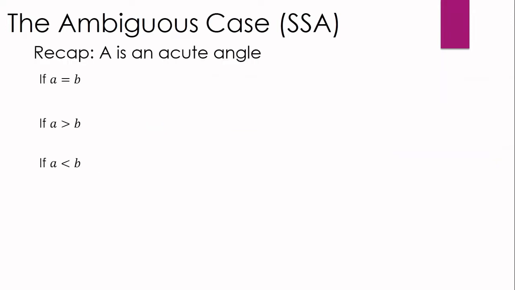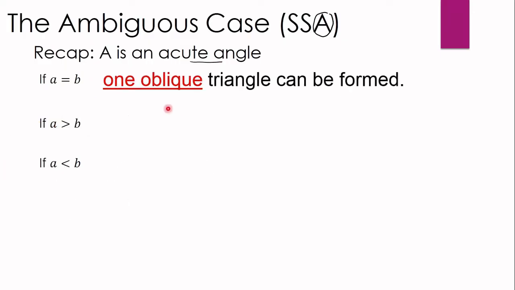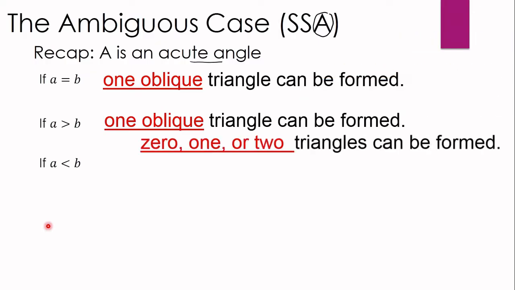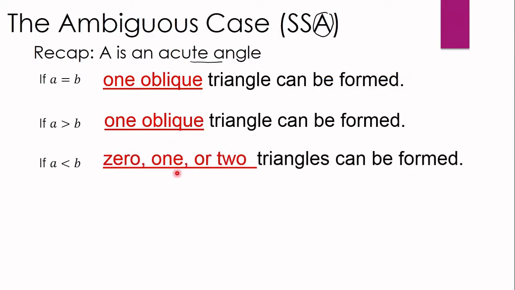So, let's have a recap. Ito pa lang ang case natin ha. The given angle is an acute angle. So, if A is equal to B, what will happen? One oblique triangle can be formed. If A is greater than B, one oblique triangle can be formed as well. Now, if A is less than B, eto na yung maraming possibilities. Pwedeng walang triangle, pwedeng isang triangle lang ang mabubuo, pero pwedeng dalawang triangle ang mabubuo.